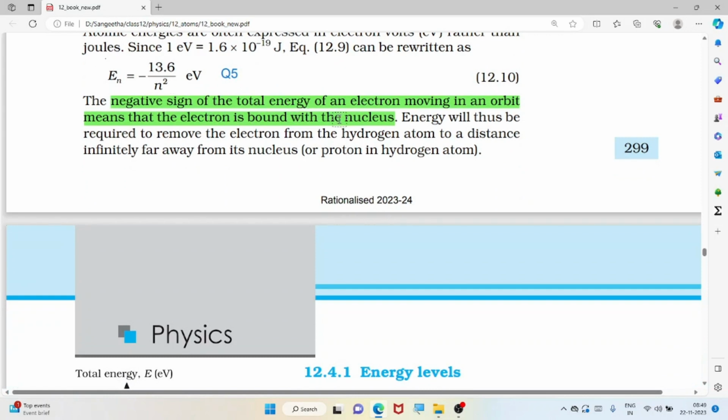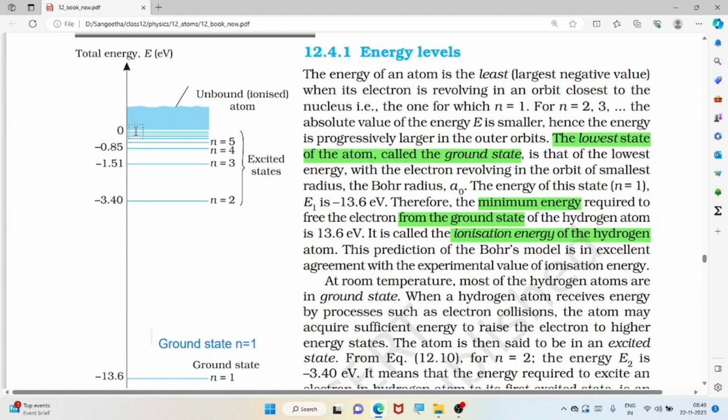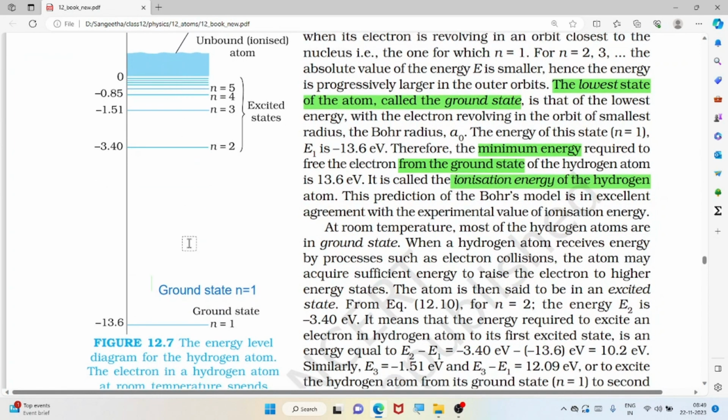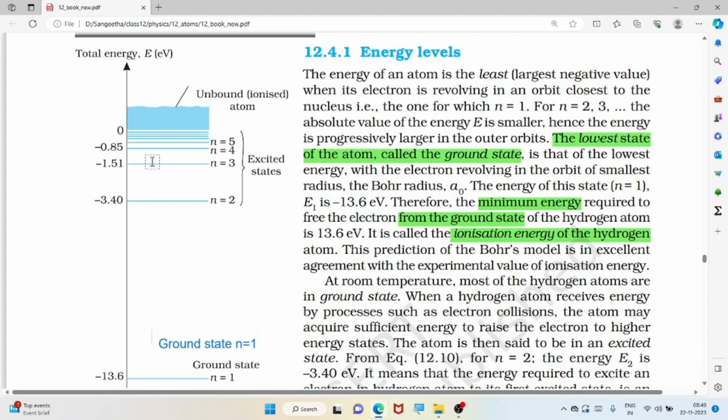This is the negative sign. The total energy of the electron moving in an orbit means that the electron is bound with the nucleus. These are the energy levels. This is the ground state. These are excited states, that is, after absorbing some energy it goes up.